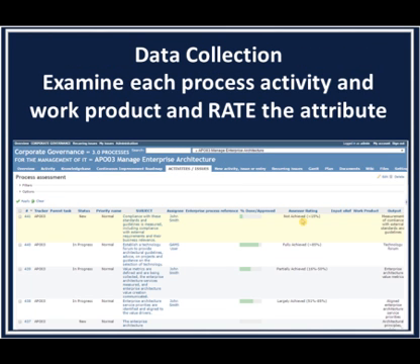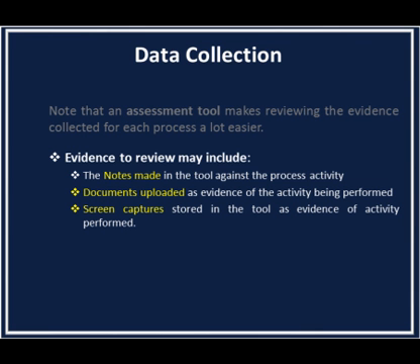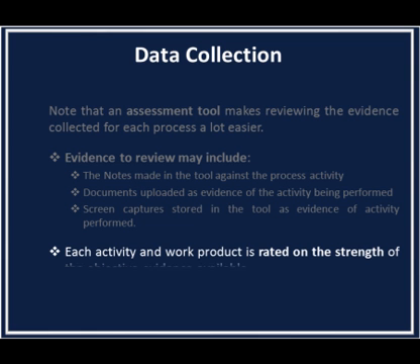Examine each process activity and work product and rate the attribute as either not achieved, partially achieved, largely achieved, or fully achieved. Note that an assessment tool makes reviewing the evidence collected for each process a lot easier. Evidence to review may include the notes made in the tool against the process activity, documents uploaded as evidence of the activity being performed, and screen captures stored in the tool as evidence of an activity being performed.